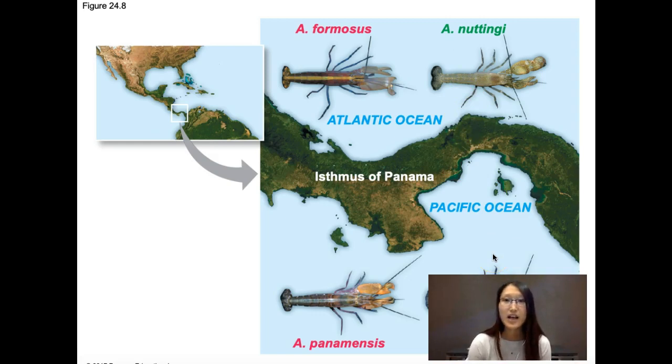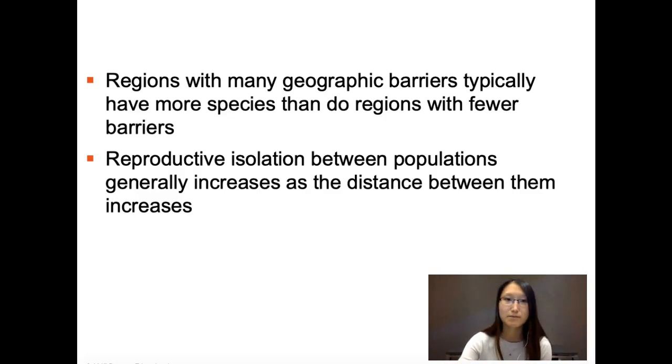And the result is, because of the accumulation of mutations and natural selection and genetic drift, all of those factors working together, we now have different species of both types of snapping shrimps. So these two types of snapping shrimps are sister species. They came from the same common ancestor, but now there are two different species, and these two as well. So this is a natural example of allopatric speciation.